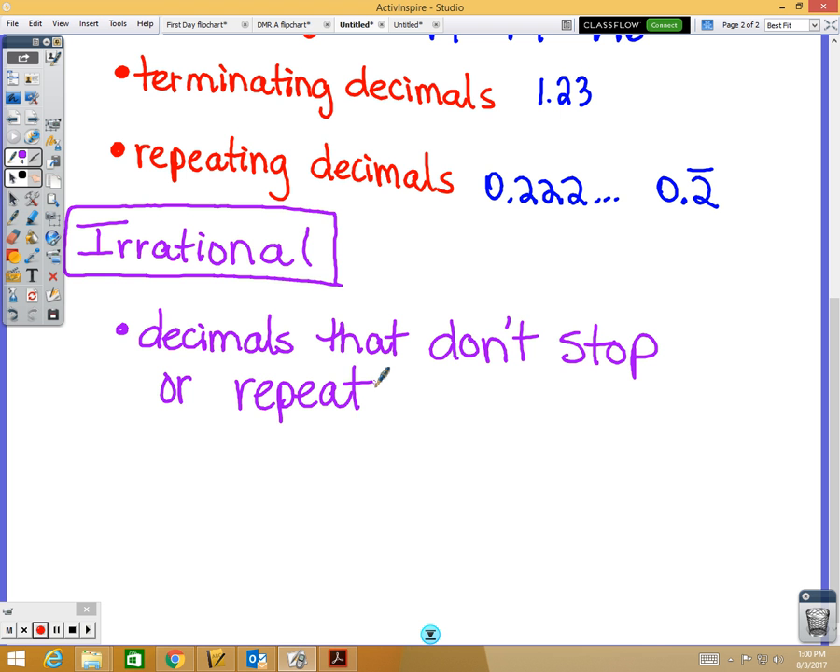Decimals that don't stop or repeat. They keep going without repeating. For instance, 7.2891... You do not know what's coming after that 1. There's no way of knowing what it is because it is irrational. Okay? So it's a decimal that doesn't stop or repeat. It makes it irrational. The most famous of all decimals that don't stop or repeat.